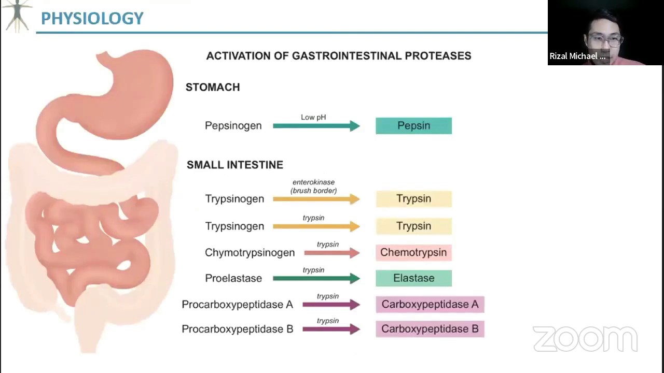And then here, very important, your enterokinase from the brush border ng small intestine is the one responsible for activating your trypsinogen to trypsin. And then everything else will be because of trypsin.